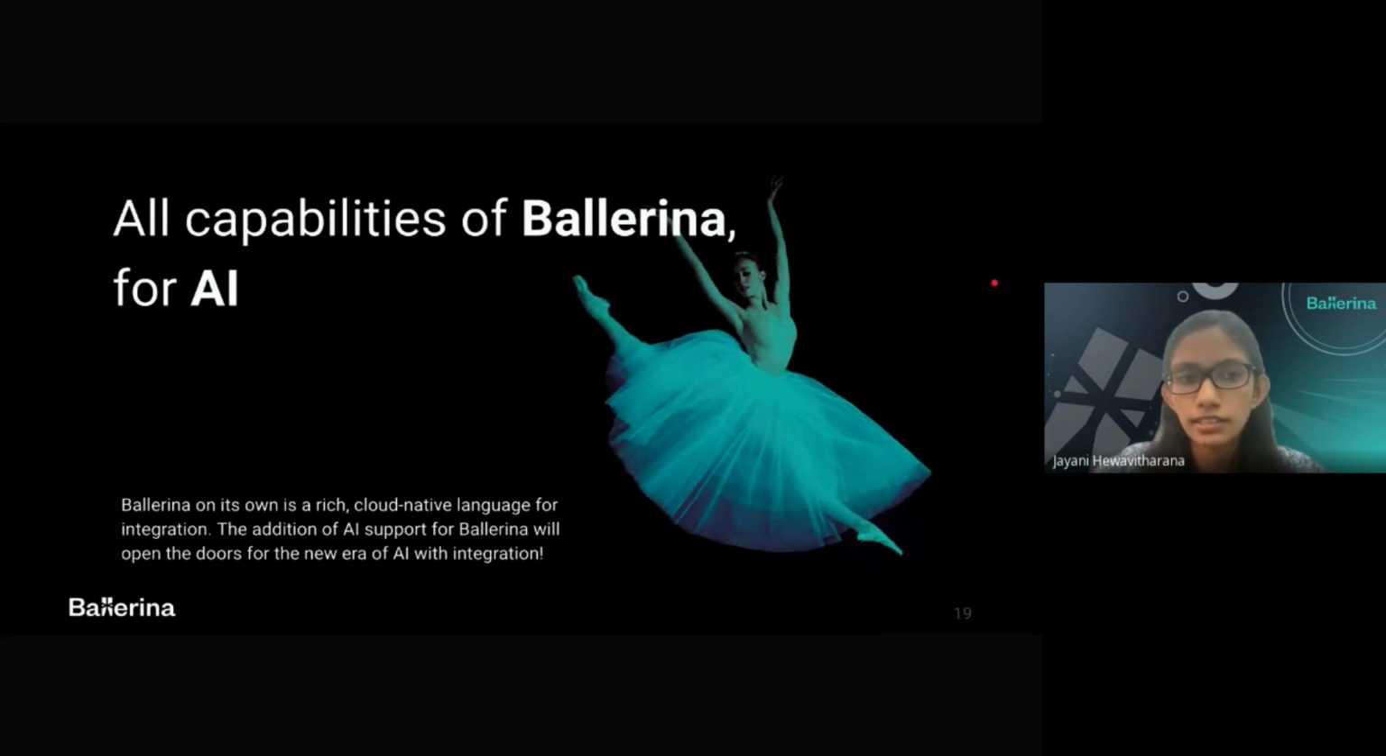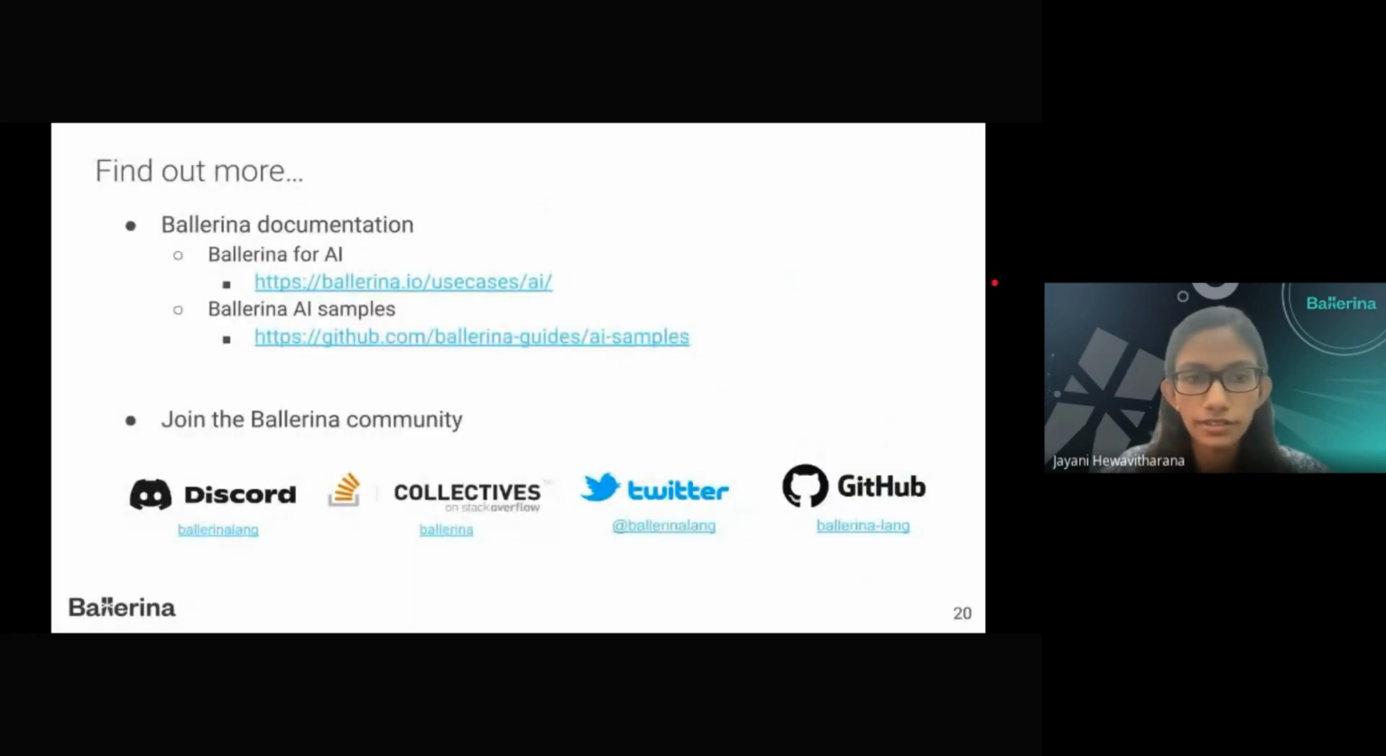And in summary, Ballerina is a very rich integration-based language that is ideal for integration use cases. And AI is now also becoming more of an integration use case. So by providing the support for AI for Ballerina, we hope to bring the immense integration capabilities that Ballerina has for AI use cases so that the developers can get the best of both worlds. So with that, I will conclude today's talk.